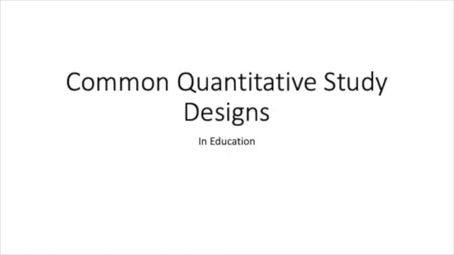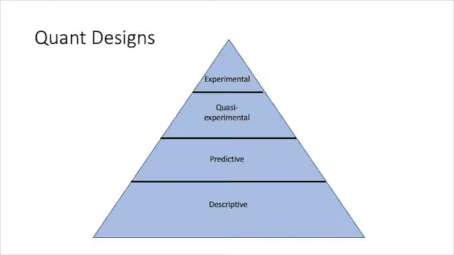Hello everyone. This video outlines some common study designs in education. Now, study designs can get pretty complicated and diverse, so we're not going to be able to cover everything, but hopefully we'll be able to hit the highlights. So in quantitative research, there are four main types of study designs: descriptive, predictive, quasi-experimental, and experimental.